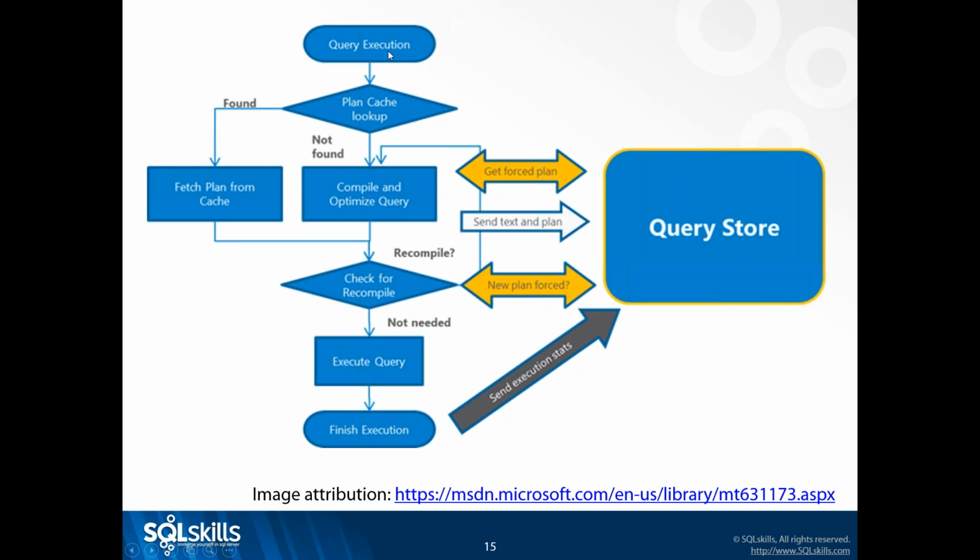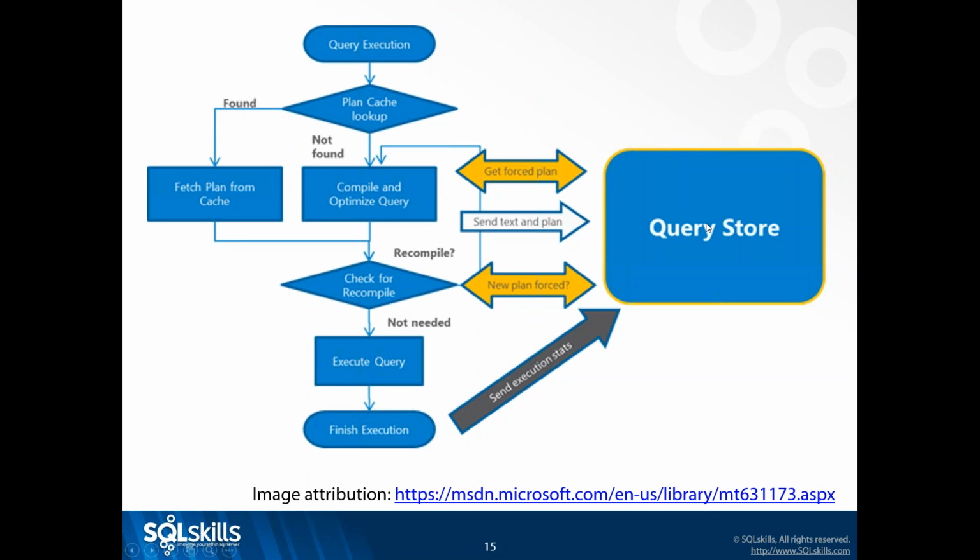So what happens is we have a query come in, right? I'm running a query to select information against the Wide World Importers database. There's a check to see in the plan cache, does this plan already exist in cache? And if it does, then we're going to use it. If it doesn't, then we're going to go through compilation and optimization. And at this point, whether it pulls a plan from cache or whether it does compilation and optimization, it sends that plan and that text over to query store.